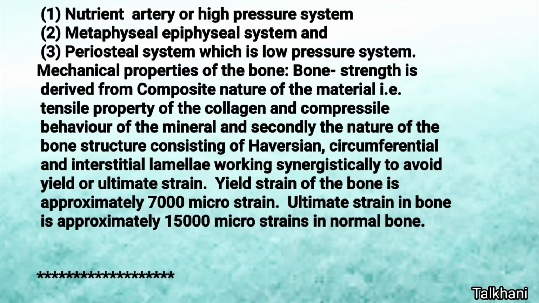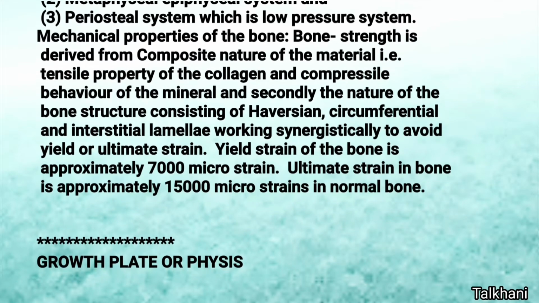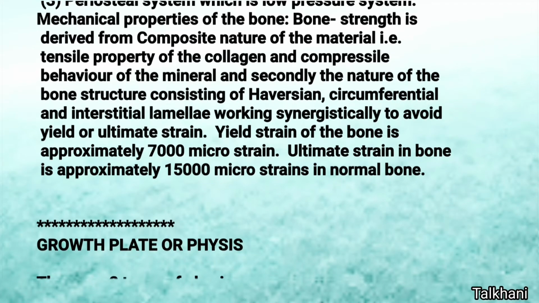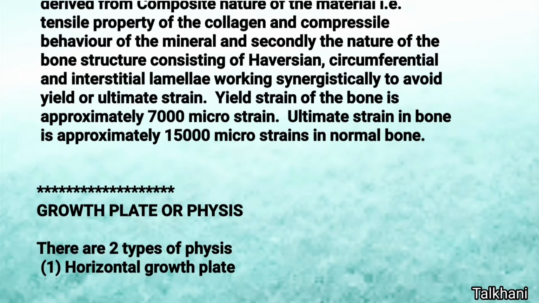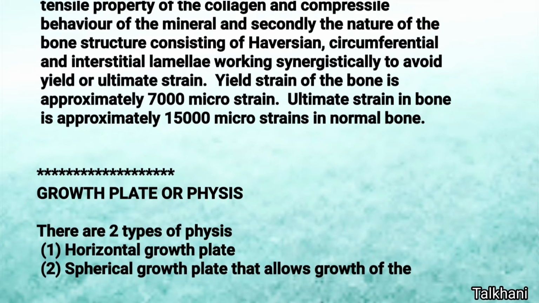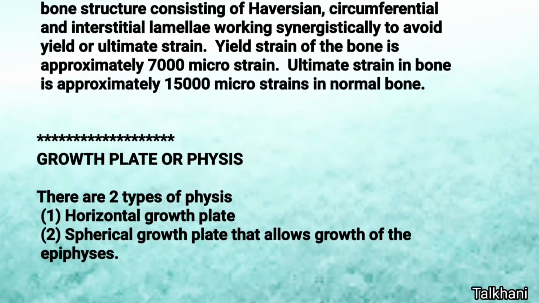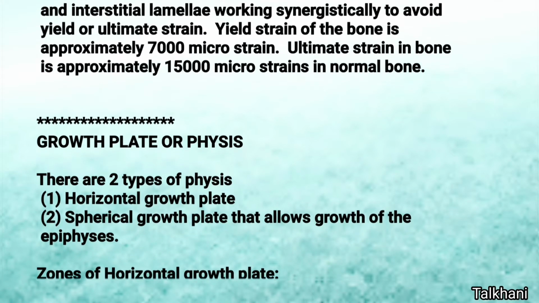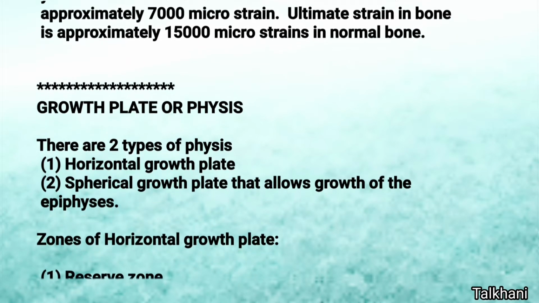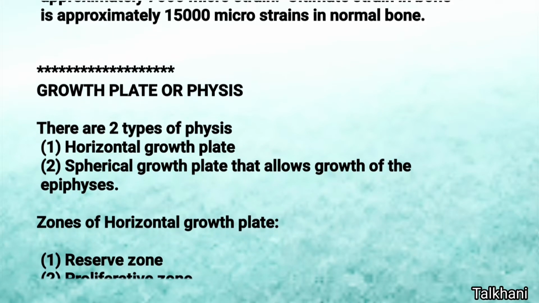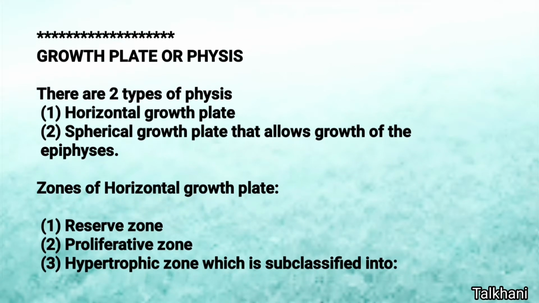What do we need to know about growth plate of the bone, otherwise called physis? There are two types of growth plates. Horizontal growth plate that allows growth of the epiphysis towards the metaphysis. Spherical growth plate that allows growth of the epiphysis towards the joint. Zones of the horizontal growth plate are: number 1, reserve zone; 2, proliferative zone; 3, hypertrophic zone, which is subclassified into zone of maturation, zone of degeneration, and zone of provisional calcification. Proliferative zone is kinetically active zone of the growth plate.